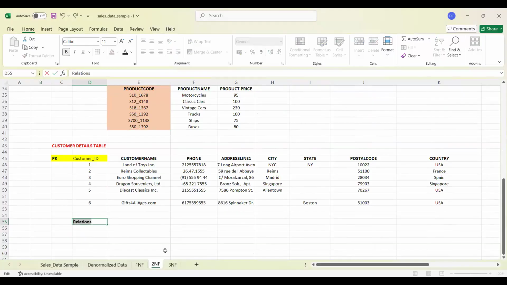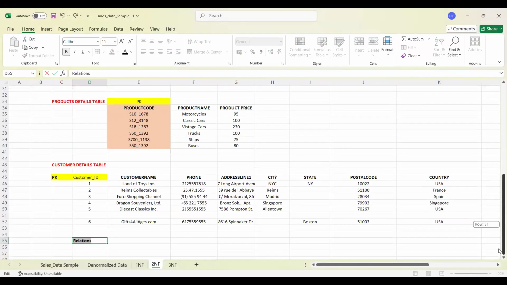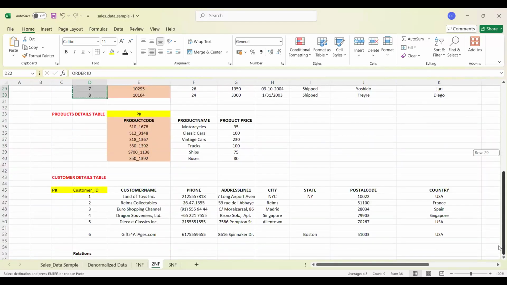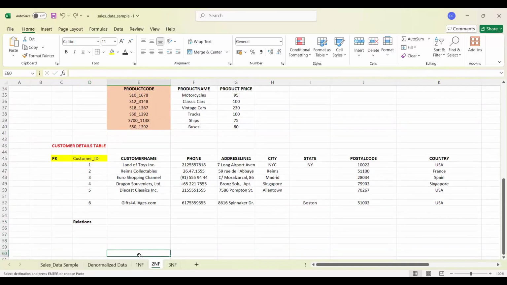Every time we can do this: either we choose one base table, or we take another table called relations, and in that table we store all the common columns. The table name will be relations. What columns will I keep here? From the order details table, order ID is my primary key, correct? I will just copy this, and inside this relations table I will keep order ID.